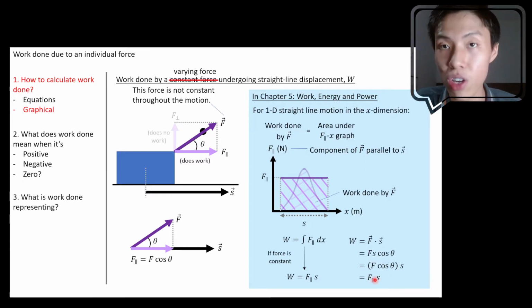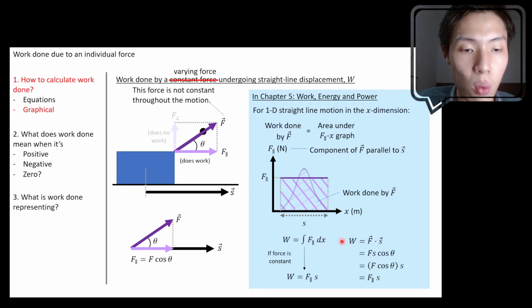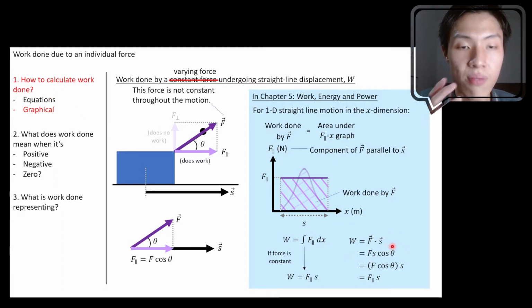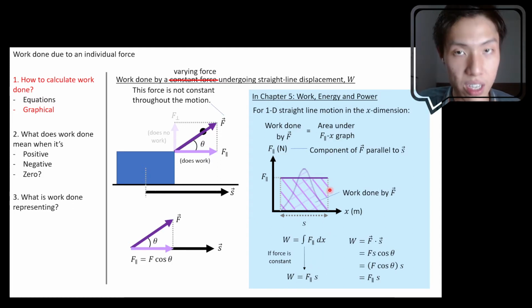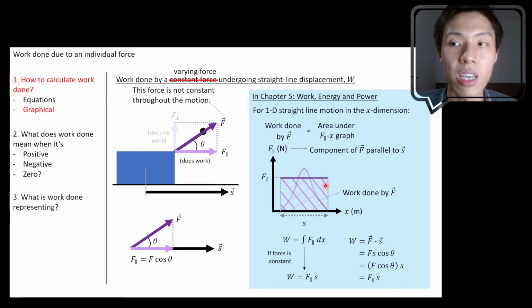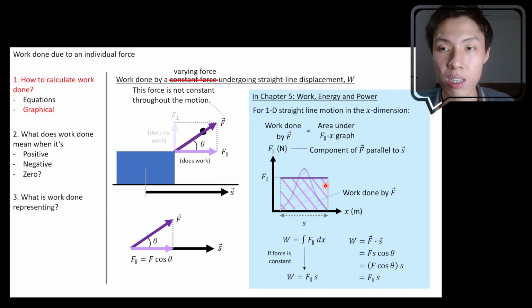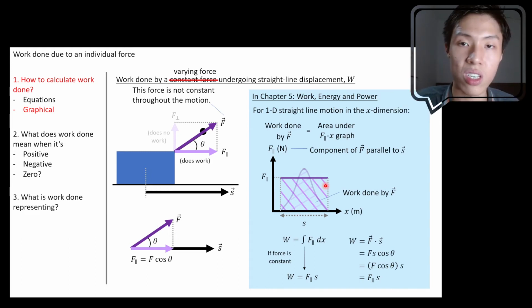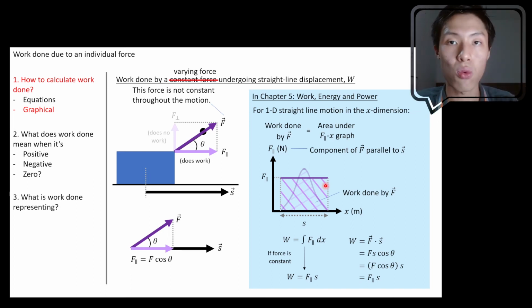So what are we trying to show here? We're trying to show that what we learned about the equation in the previous video actually agrees with the graphical approach that I showed here. So we can determine the work done either through equations or through graphs. If it's through a graph, we have greater flexibility. The force can be changing throughout the journey. But for the equation, it's only for a force that is constant throughout the journey.